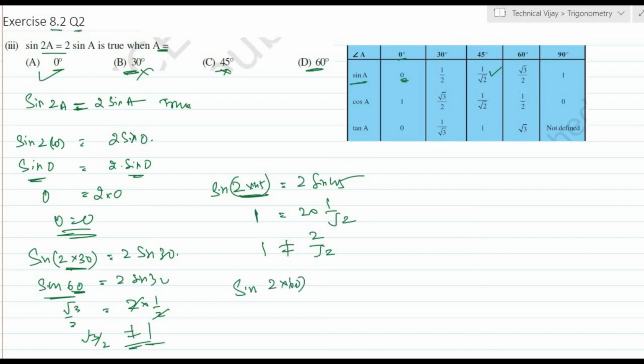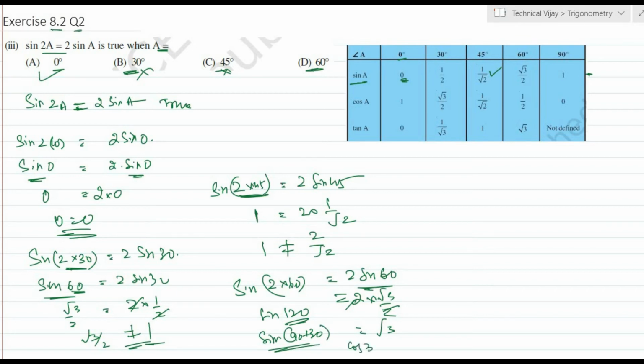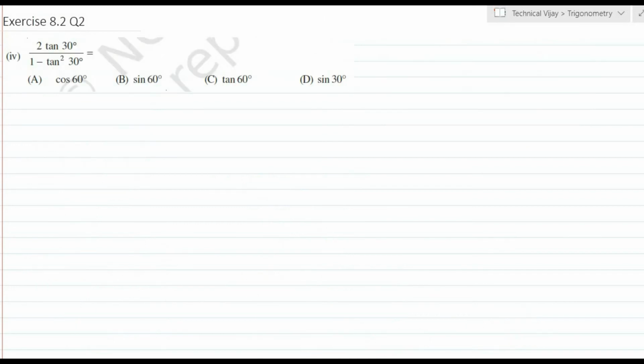Sine of 2 into 60 is equal to 2 sine 60. So here 2 into root 3 by 2 is equal to root 3, the 2 cancels. Sine of 120 means 90 plus 30, and sine of 90 plus theta is nothing but cos 30. So is cos 30 equal to root 3? See here, this is not root 3, this is root 3 by 2. Root 3 by 2 is not equal to root 3. Hence this is also not satisfied. So this will be the correct answer. So exercise 8.2, question number 2, that is the fourth option.